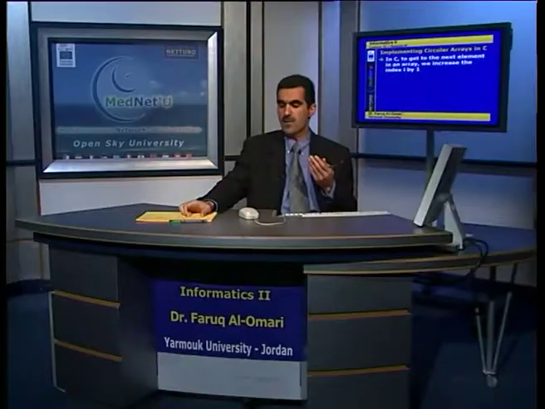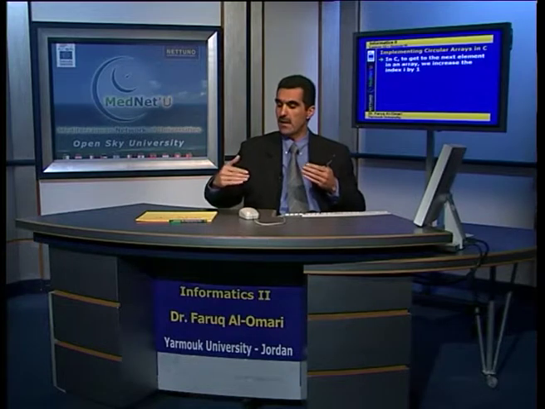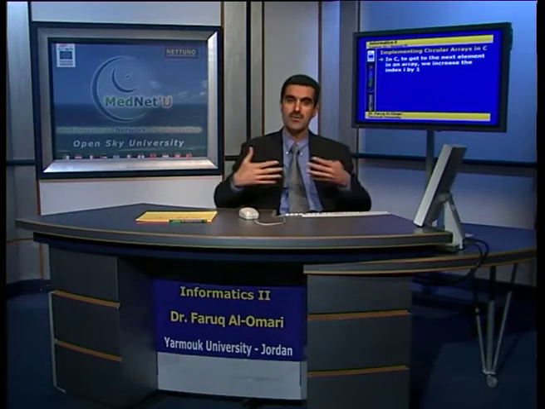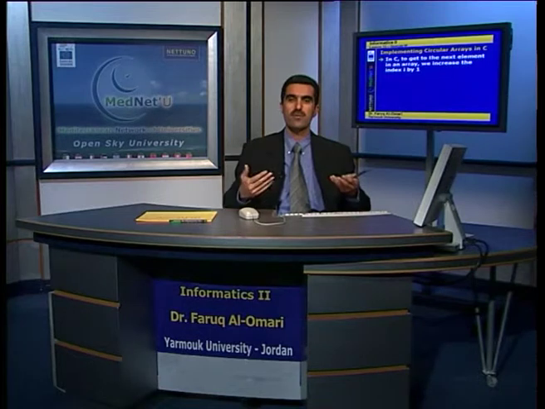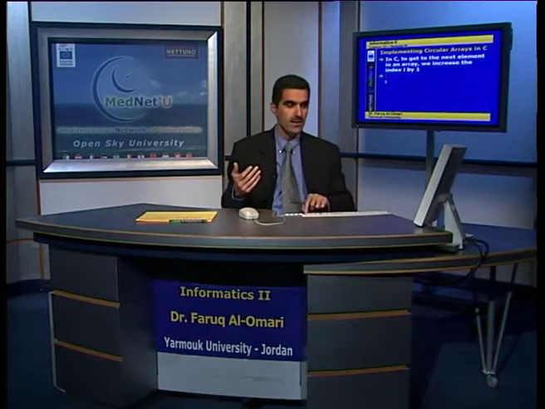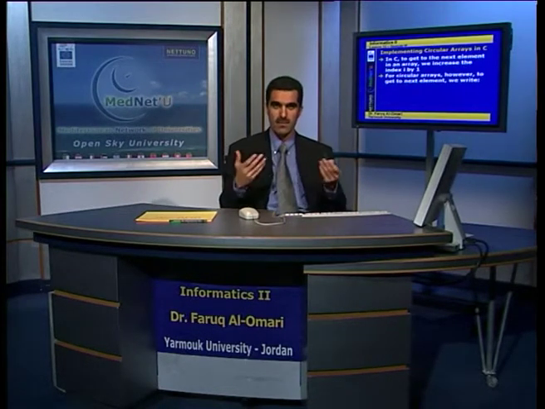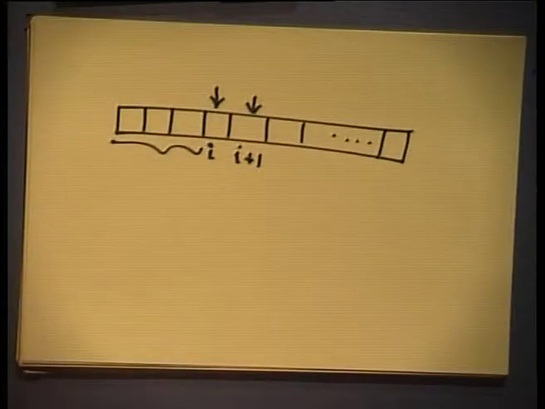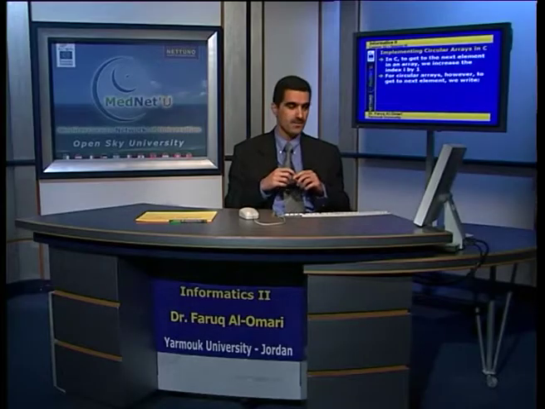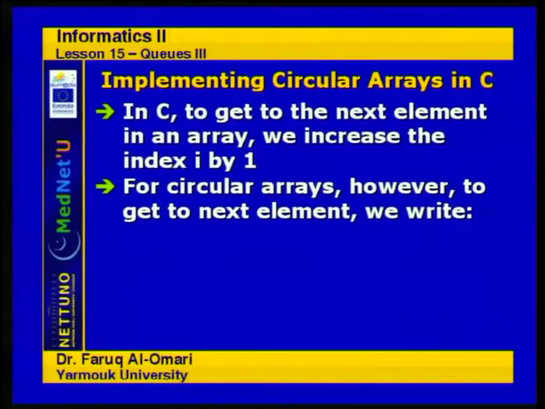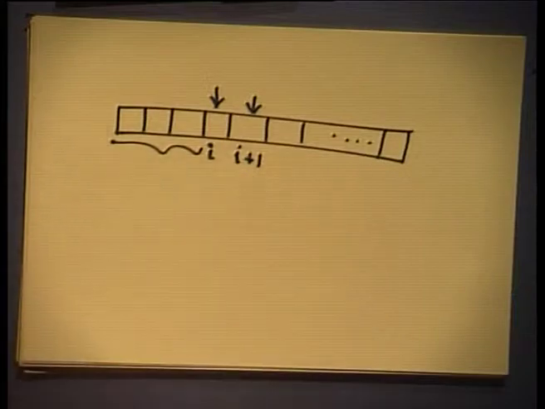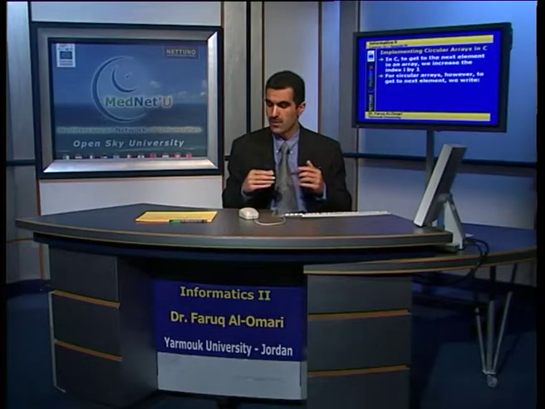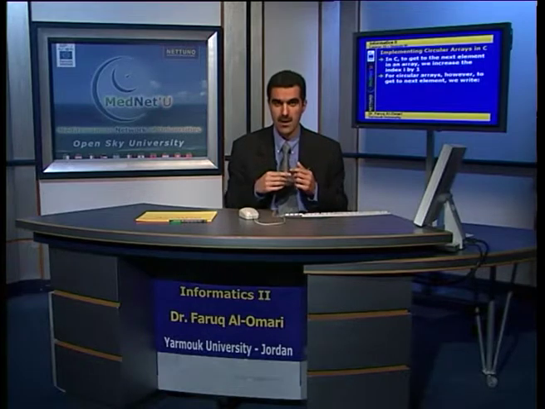So we said that instead of implementing the queues in a flat straight array, we introduced the concept of the circular array. That's what we want to talk about in here, and we're going to see how to manipulate the indices when we're talking about circular arrays. For a circular array, to get the next element, we don't always go I plus 1, but rather it depends upon the situation or the position we're at the moment.